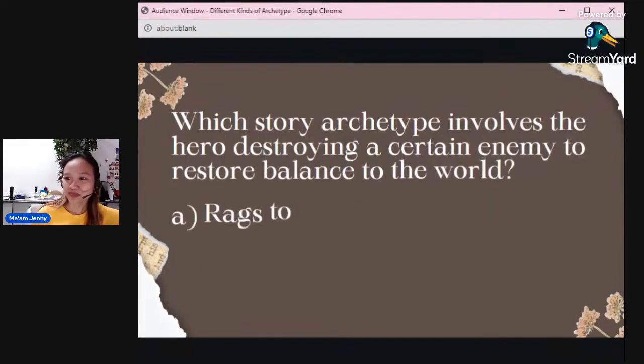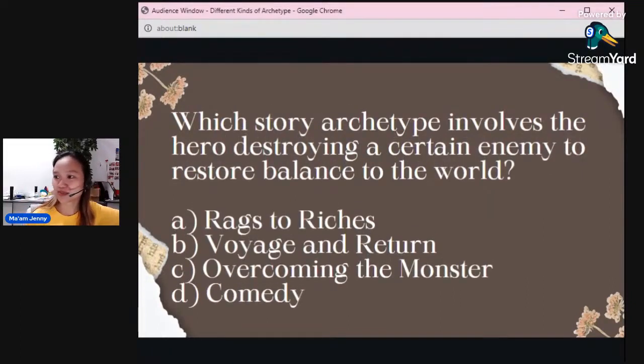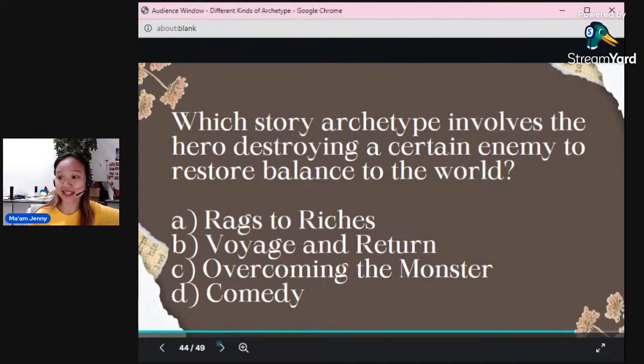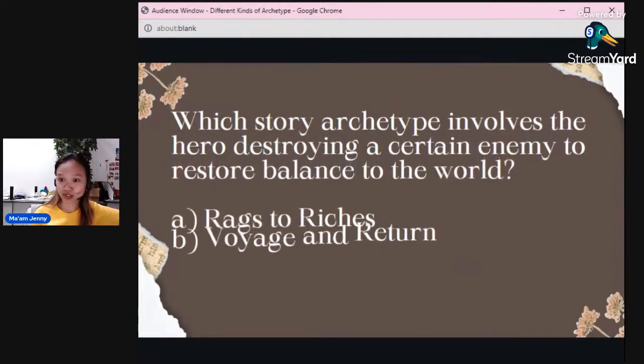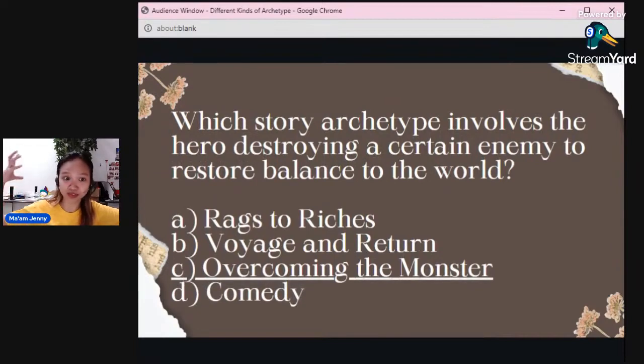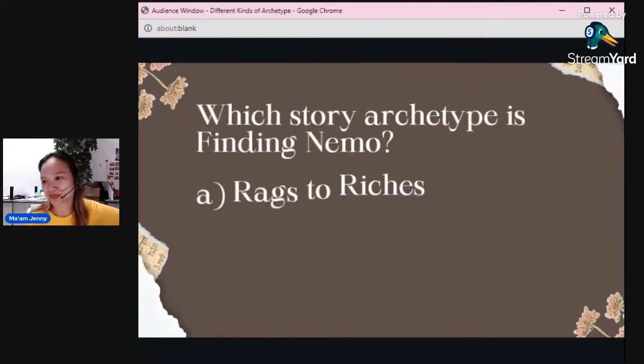Next. Which story archetypes involves the hero destroying a certain enemy to restore balance to the world? That is, yeah, overcoming the monster. As I said earlier, yung monster, not necessarily the talagang monster, okay? It could be a certain enemy, an evil human being, maybe your boss is evil, or a serial killer, right? Or maybe a bear, a shark, sa Jaws, whatever. So overcoming the monster.